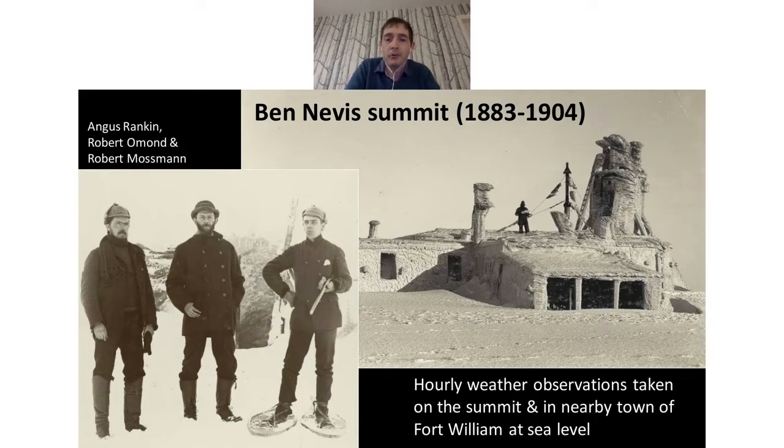So, at 2 a.m. on Christmas Day, one of them would be outside taking the hourly weather observations. Essentially, they wanted to do this to understand how the atmosphere was changing as you went higher and higher in the atmosphere. So they also had an observatory at sea level in the town of Fort William, which is very nearby. And so they had a detailed record at sea level and at the highest point in the UK to be able to compare what was going on in the atmosphere to understand how things were different at height compared to sea level. So that's what they were trying to achieve.